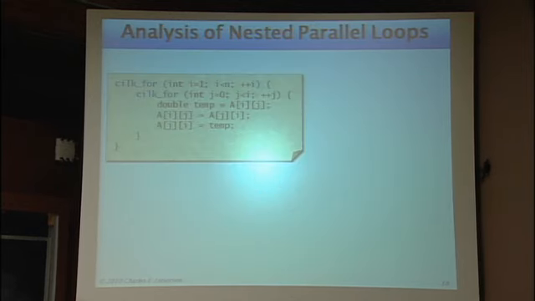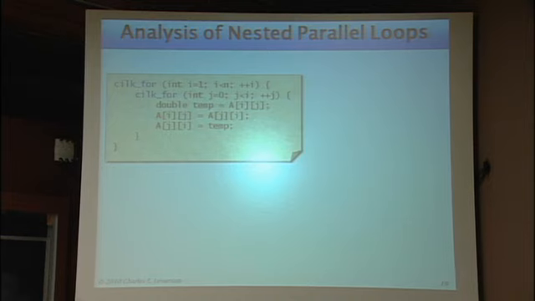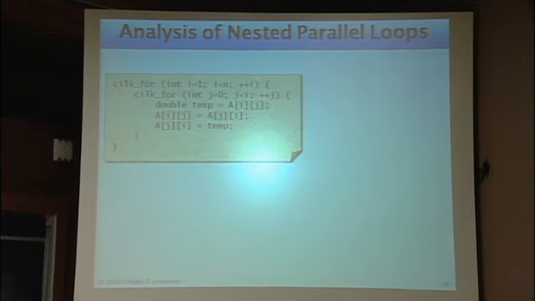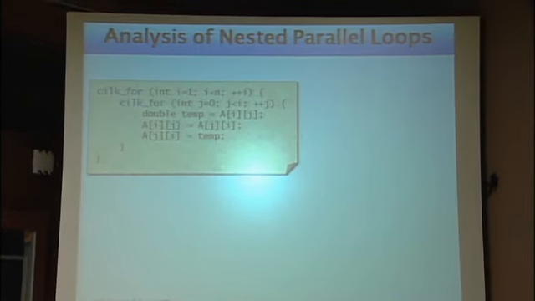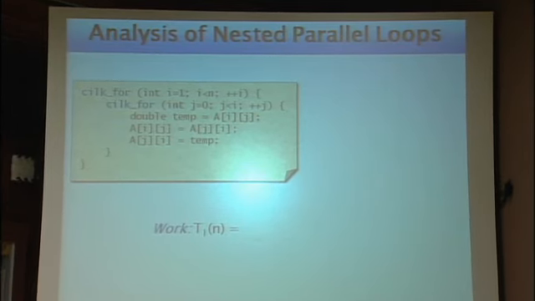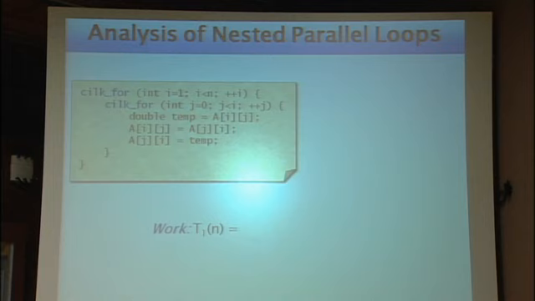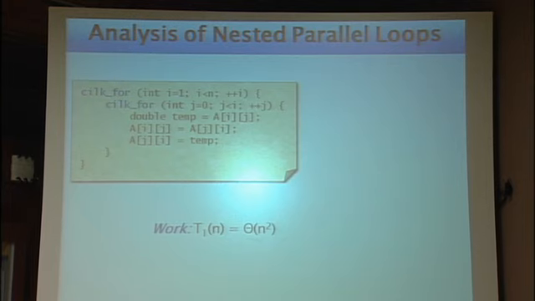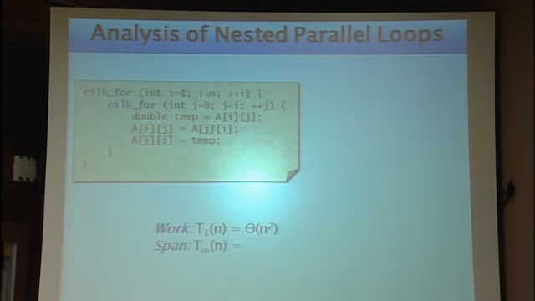Okay, so now let's do something a little more parallel. Let's make both loops parallel. So here we have a cilk_for loop, and then another cilk_for loop on the interior. Let's see what we get here. So what's the work for this? Yeah, n squared, that's not going to change, right? What's the span?